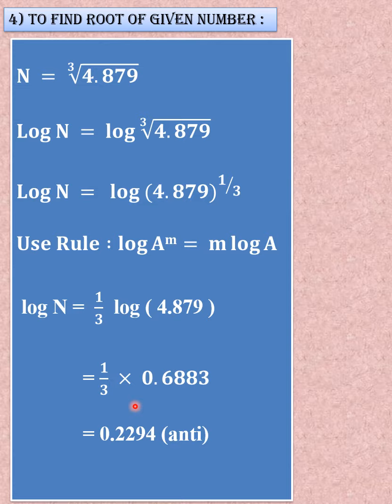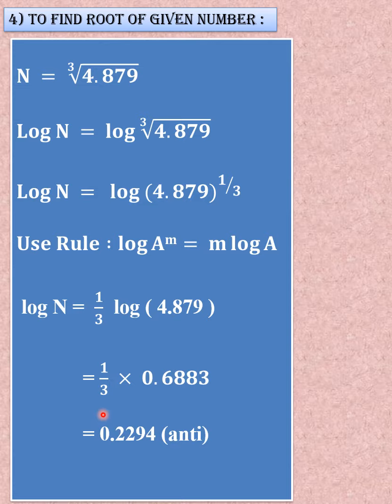So finally you have the value 0.2294. 0.2294 is the division of the given number. Then at the last, find the value of the antilog. So in the antilog, what do you have to find? 0.2294, that is what you have to find here. Means 0.22, ninth column, in which fourth mean difference.